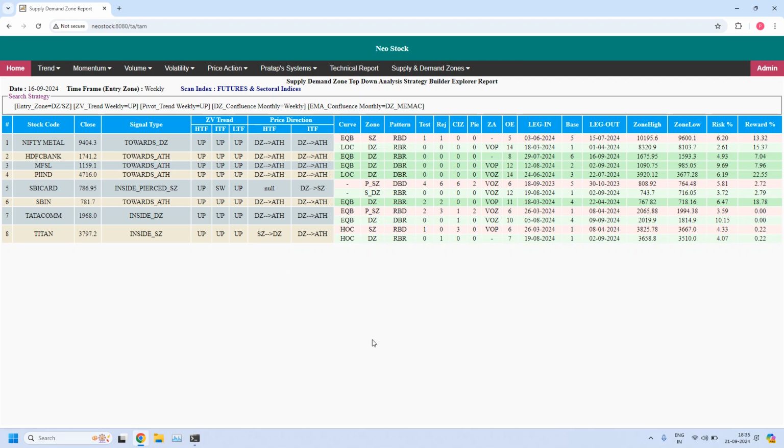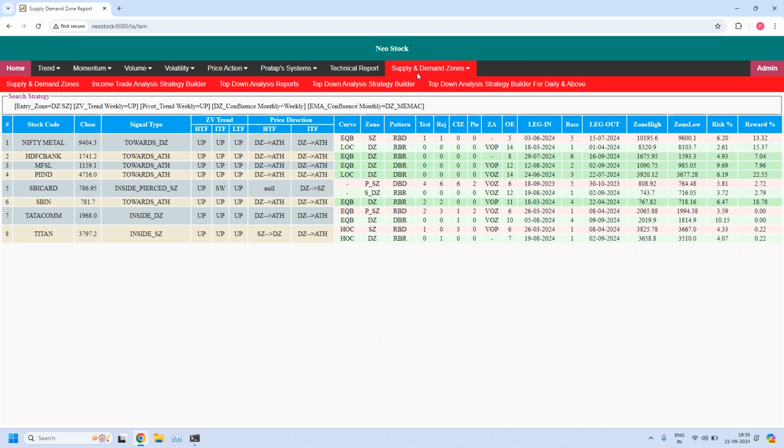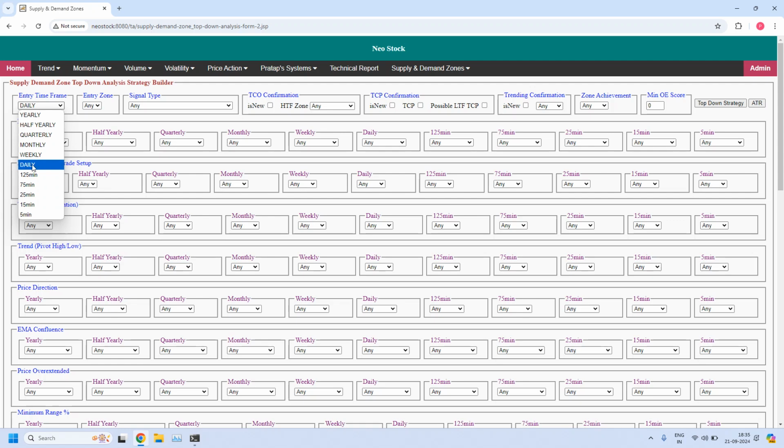Next, let us look for supply zones. So monthly time frame, I am looking for stocks currently that are supporting monthly, sorry for my mistake, weekly. Entry time frame should be weekly, right? Because we are generating weekly reports. So in the weekly time frame, how many are having downtrend related stocks currently? Weekly trend should be downtrend. So in the trend, zone violation trend, in the weekly time frame, I am selecting the trend as down.